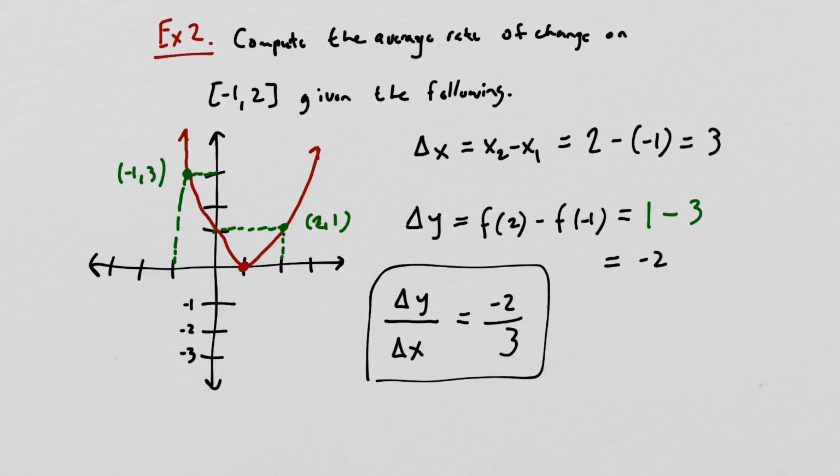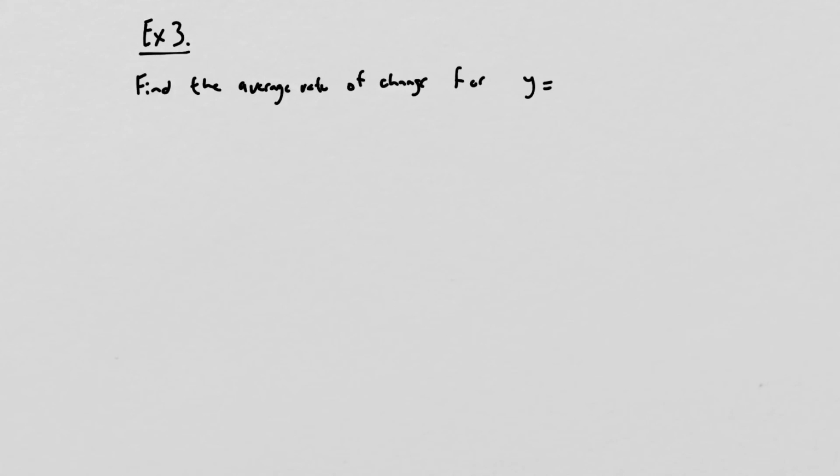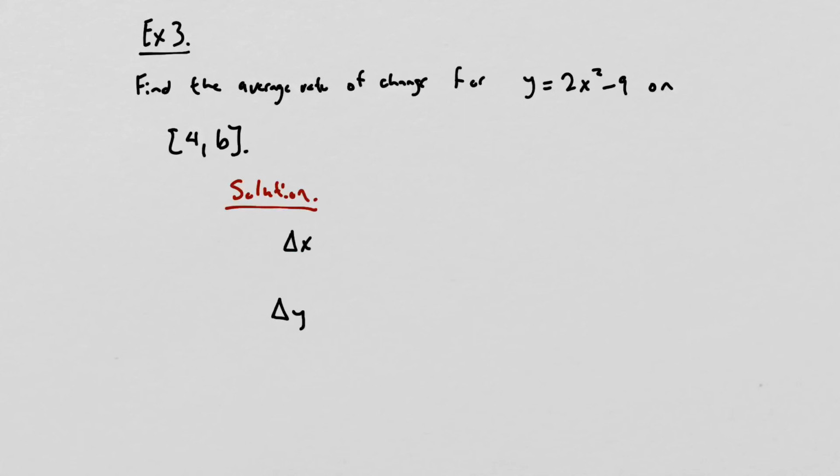Let's compute one more rate of change algebraically. Find the average rate of change for the function y is equal to 2x squared minus 9 on the interval between 4 and b. Again, our solution is going to come down to 3 steps. Find the change in x, find the change in y, and then divide those two values together.